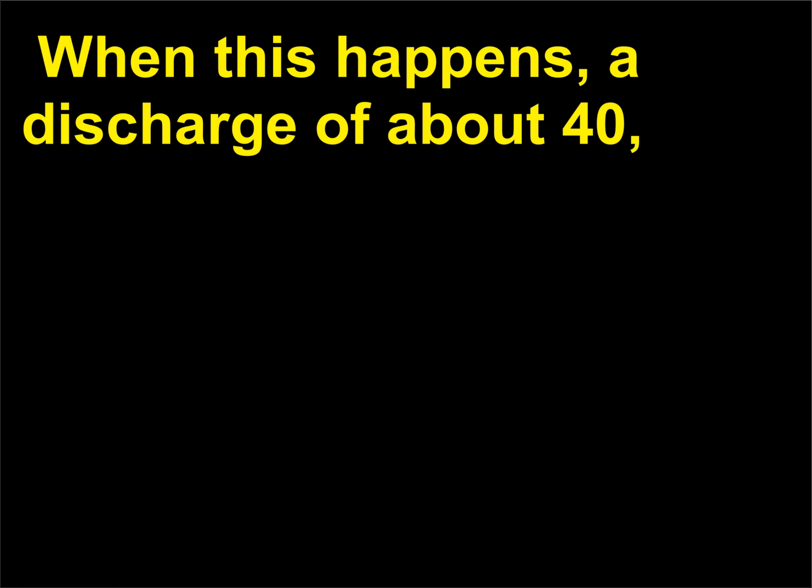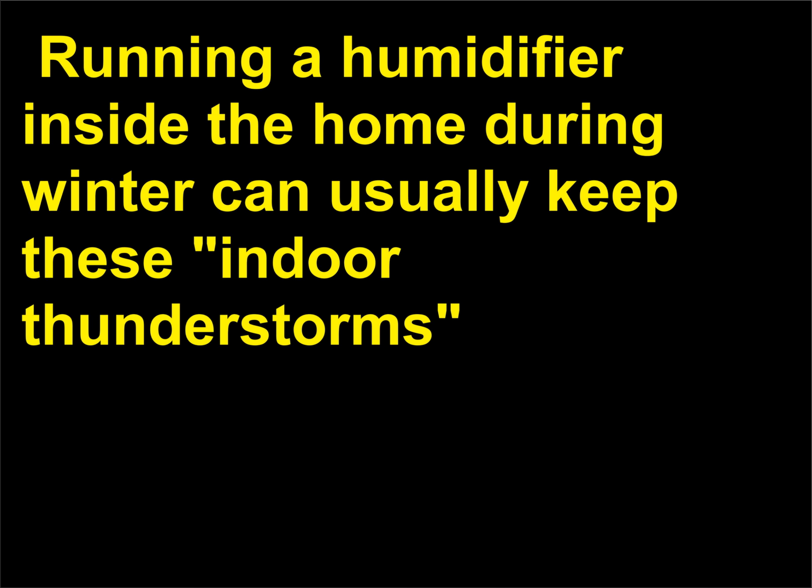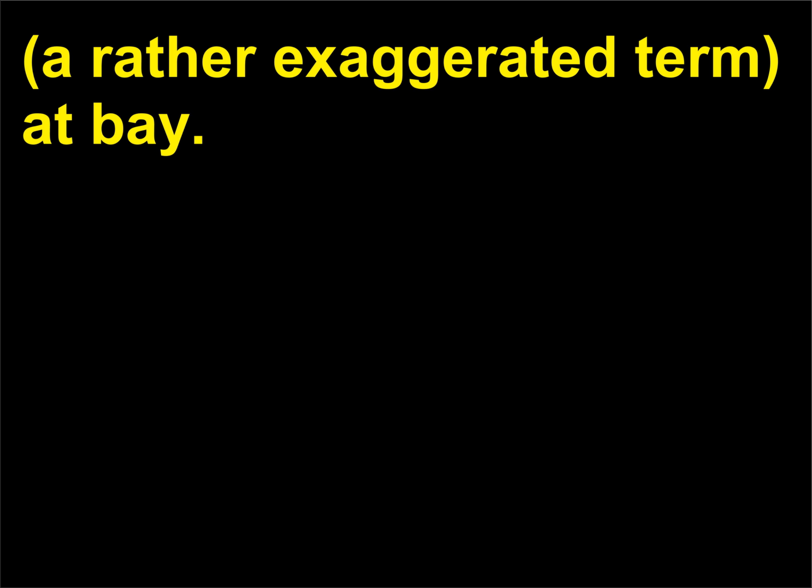When this happens, a discharge of about 40,000 volts can occur in even a small spark jumping from your fingertips. Running a humidifier inside the home during winter can usually keep these indoor thunderstorms, a rather exaggerated term, at bay.